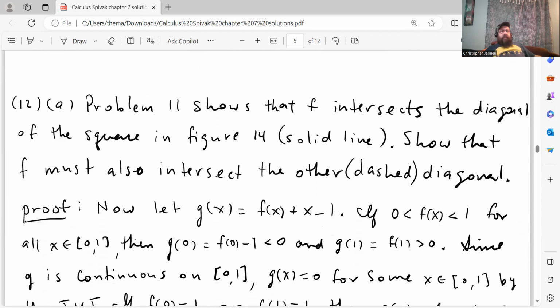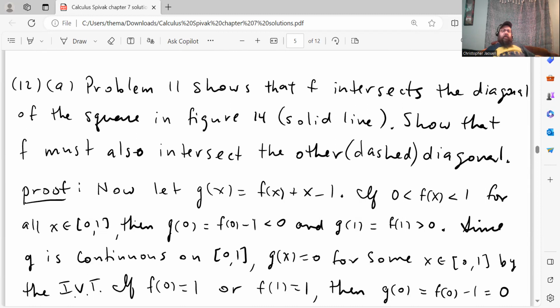All right, 12a is very similar to the one we just did as well. Part A says problem 11 shows that if f intersects the diagonal of the square in figure 14, he says solid line, he's referring to the drawing that he has in the book. Like I said, I didn't reproduce it here, but if you have the book, you can see it in the exercise set. Show that f must also intersect the other dashed diagonal. Again, he's referring to the picture that he has drawn in the book.